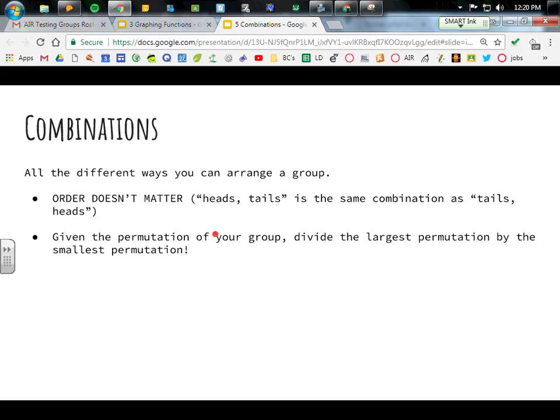So in order to figure out how many combinations you have, using the counting principle like we did with permutations, you are going to divide the largest permutation of your group by the smallest permutation of your group. That may sound confusing. Let's do an example.